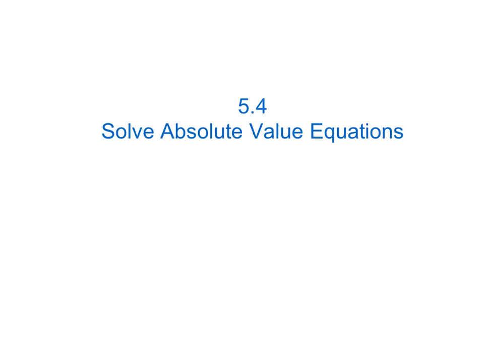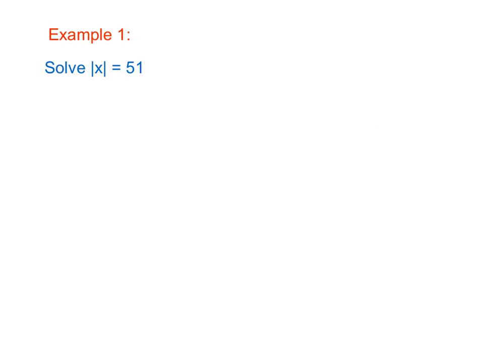Alright, the next thing we're going to look at is solving equations that have absolute value in them. Okay, so looking at this first example, those straight bars that are around the x mean absolute value. So we read that the absolute value of x equals 51. We want to find out what values for x would make that equation true.